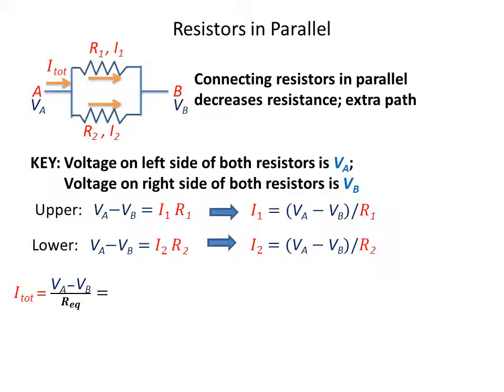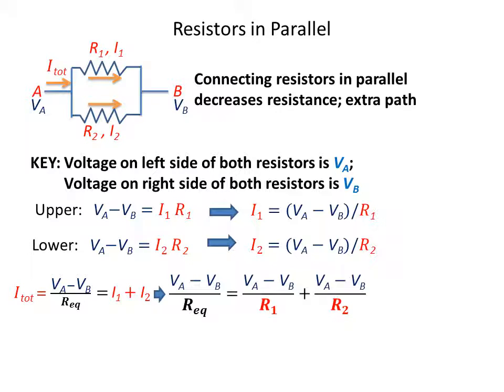Now the total current flowing into this parallel resistance is equal to VA minus VB divided by the equivalent resistance. Or it's also equal to I1 plus I2 from Kirchhoff's first law, because we have I2 flowing in and I1 and I2 flowing out of the entrance. If we take both of these, then we have VA minus VB divided by R equivalent is equal to VA minus VB divided by R1 plus VA minus VB divided by R2.